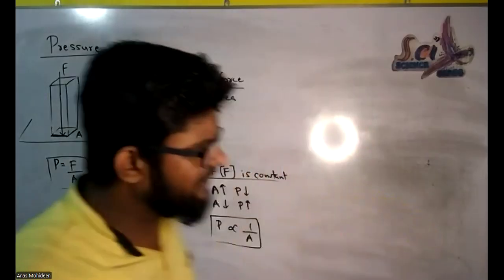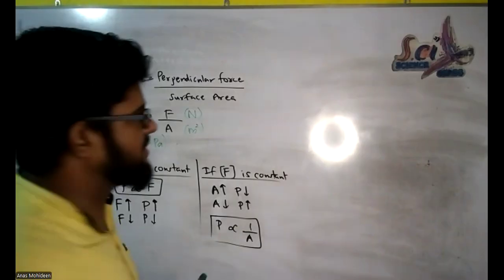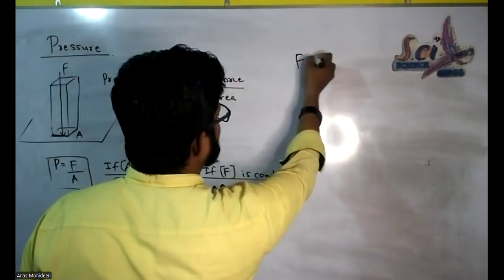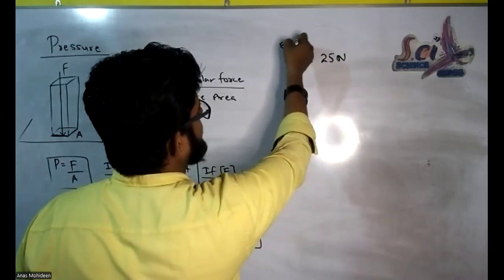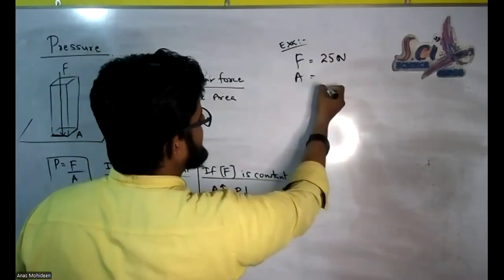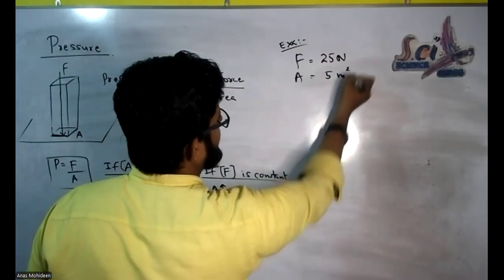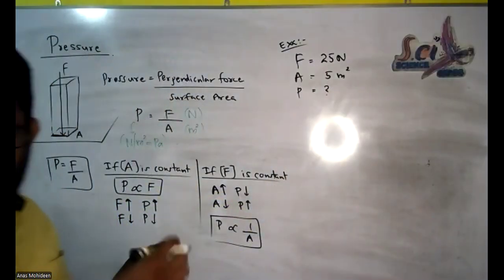Okay, fine. So this is actually the solid pressure. The solid pressure part is very easy. As an example, let me take a question here. Let's say the force is 25 Newton, and the surface area is given as 5 square meters. How much is the pressure? A very simple form. Okay, how much is the pressure?